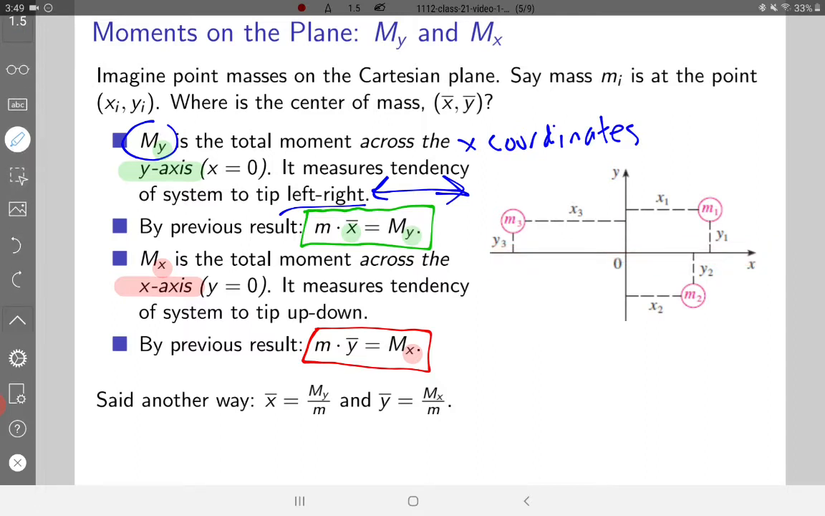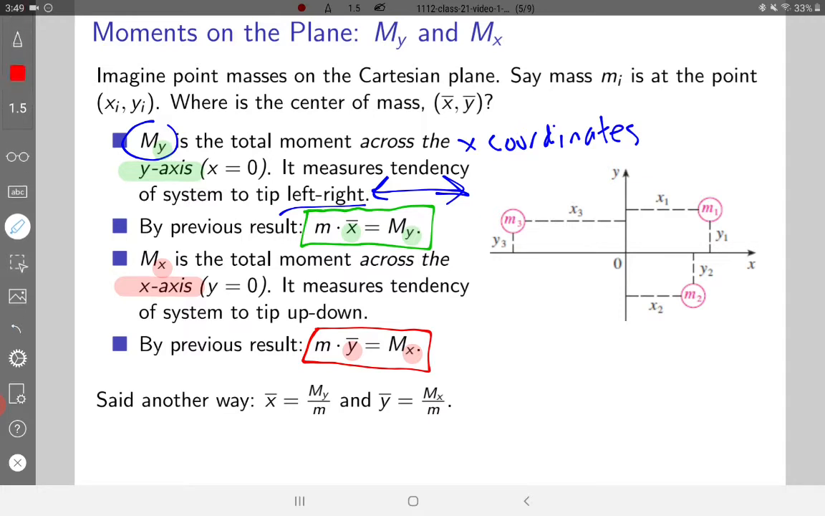And so by the same analogous thinking, we could say that the total mass of the system, m, times the y-coordinate of the center of mass, whatever that's going to turn out to be, will have to equal the total moment of the system in that direction, which is across the x-axis, and that's why we're using that subscript x.